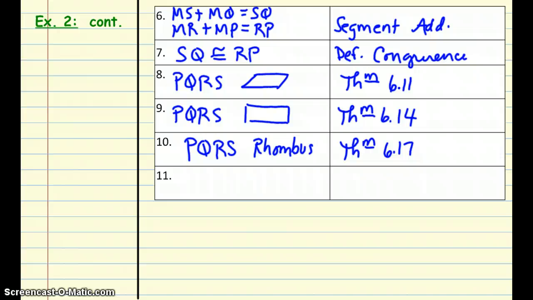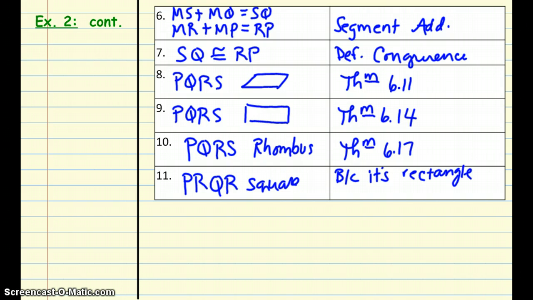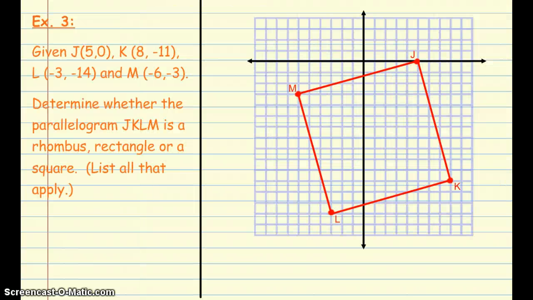And so the last one we can say is, therefore, PQRS is a square, and that's because it's a rectangle and a rhombus. So the key here is just to make sure that you have your theorems out in front of you to prove the different parts in order to prove that it's a square. So let's take a look at our last example.